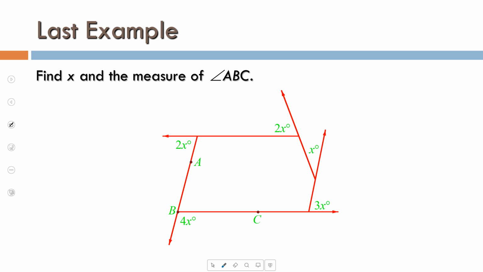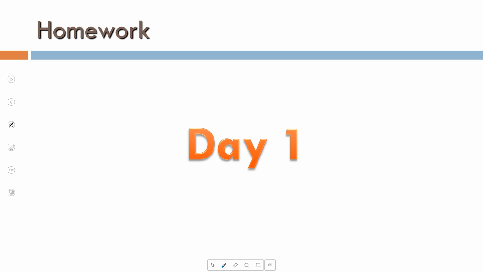We're not even going to bother with this one because it's just a pentagon. I know that all the exterior angles add up to 360. 2x plus 2x plus x plus 3x plus 4x equals 360, so we're good to go. Okay? Beautiful. We're done.